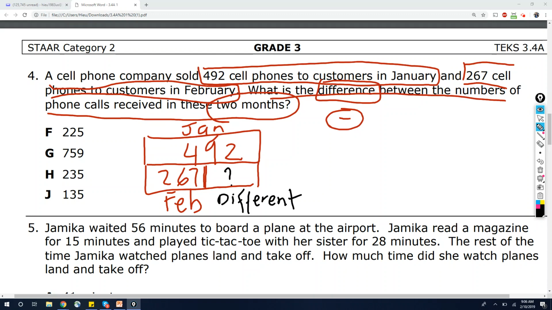So the number sentence is 492 minus 267 equals blank. Sometimes I just throw it out there because sometimes they ask you to see which one is a number sentence to solve the problem. Sometimes they simply just ask you this. Sometimes they ask you to find the answer. So it depends on how they want to ask. So we're going to set it up.